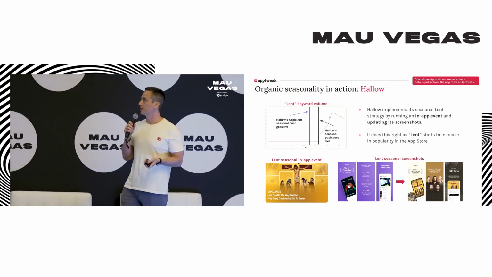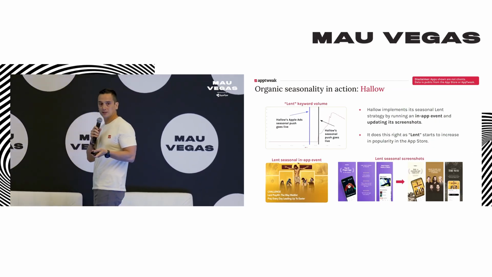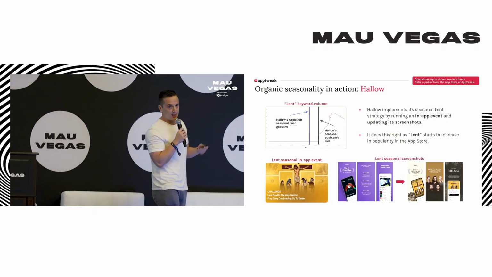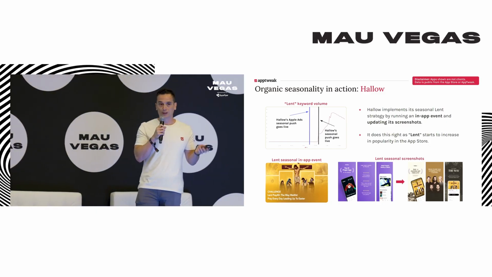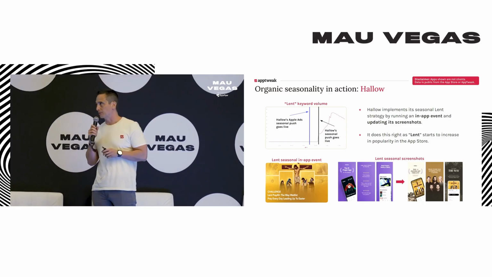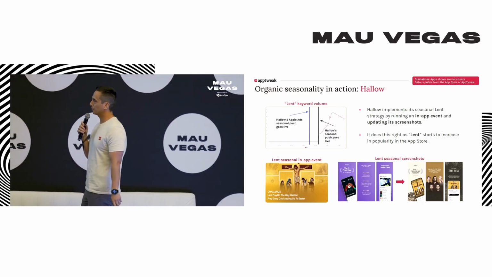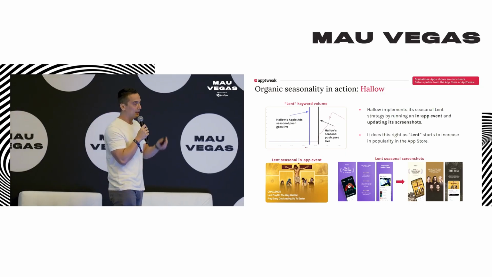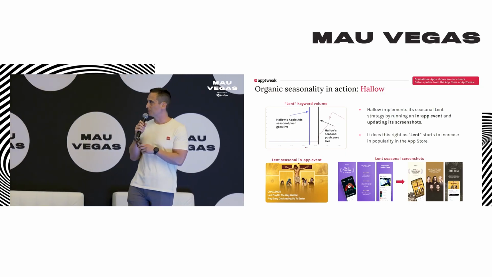And what we're seeing here is the keyword volume history for Lent. Essentially, when does Lent start to increase in popularity within the App Store? And as I just told you, they bid on the term early to build relevancy as early as possible. But as soon as Lent starts to increase in popularity within the App Store, they push live their seasonal campaign. They push live their in-app event, and they update their screenshots.